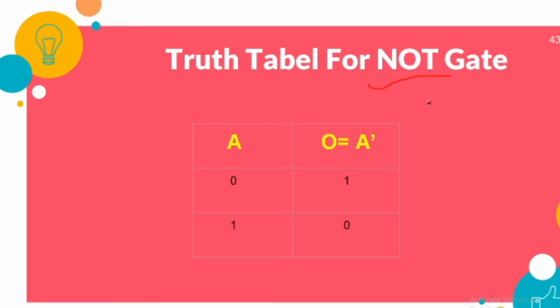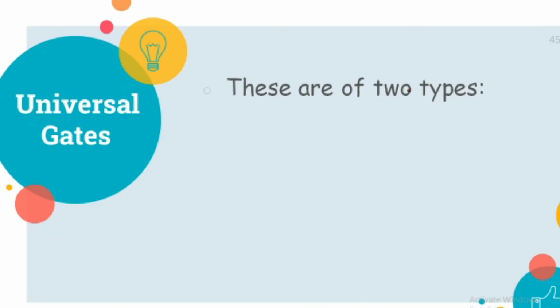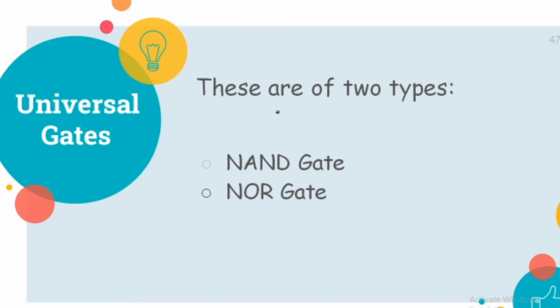Now we are going to discuss universal gates: what basically universal gates are, what the types of universal gates are, and what the tables for its sub parts are. In the case of universal gates, we have two types of gates. The first one is the NAND gate and the second one is the NOR gate. So firstly we discuss the NAND gate and then the NOR gate. Let's start with the NAND gate.